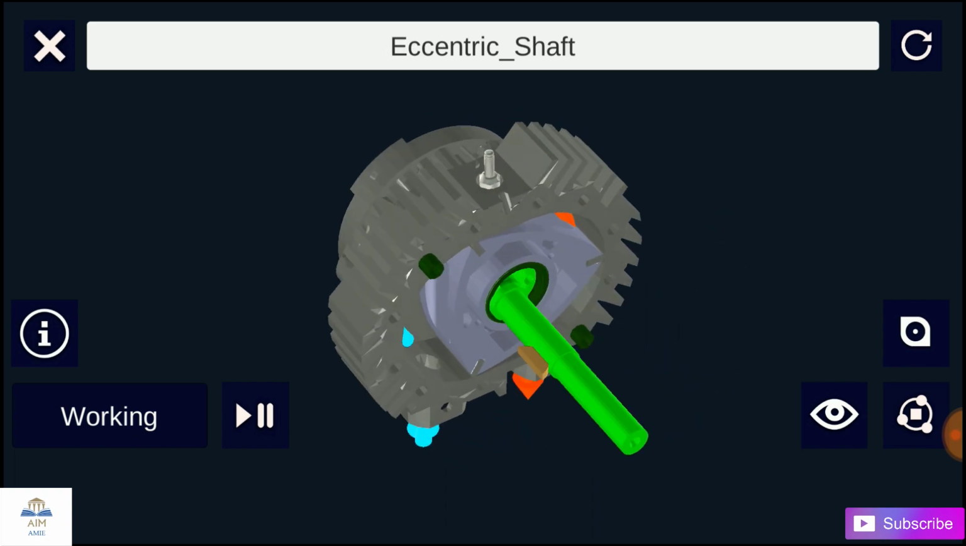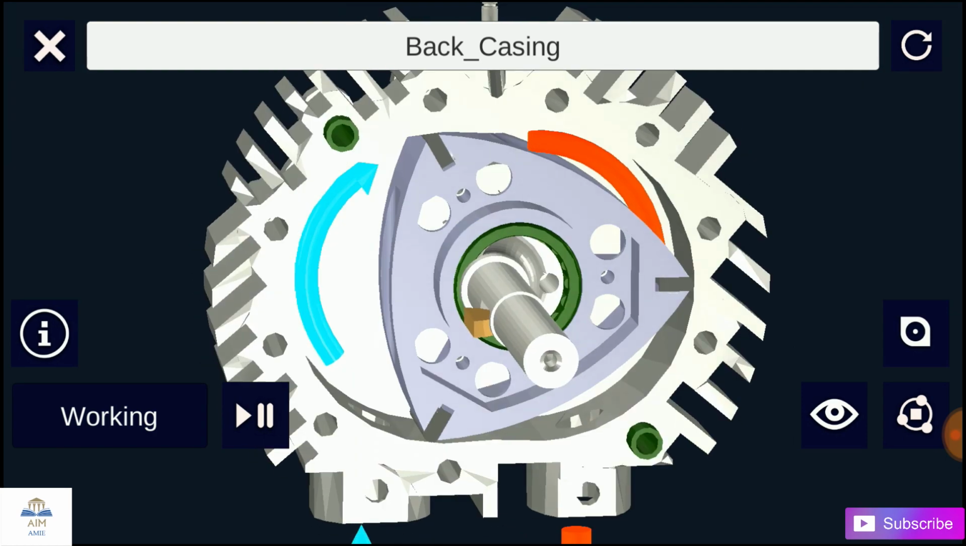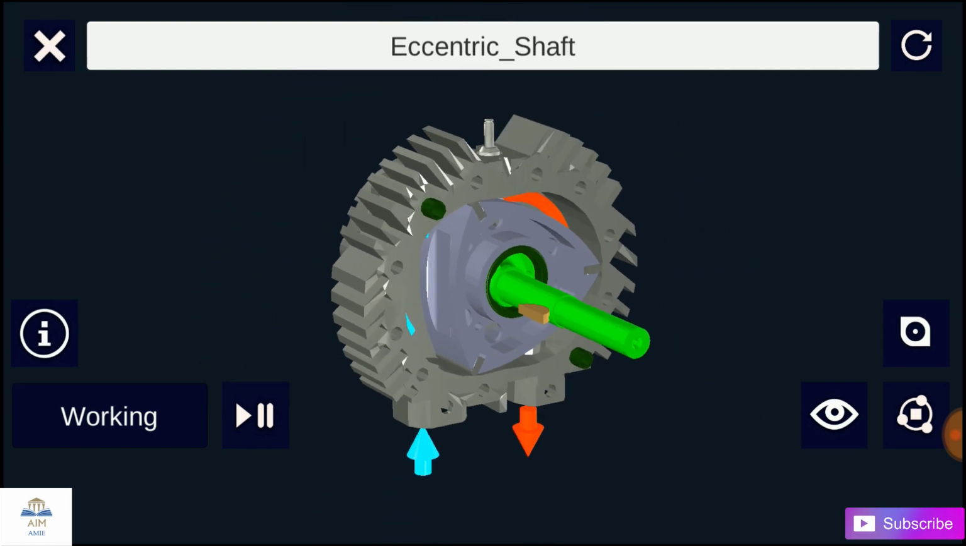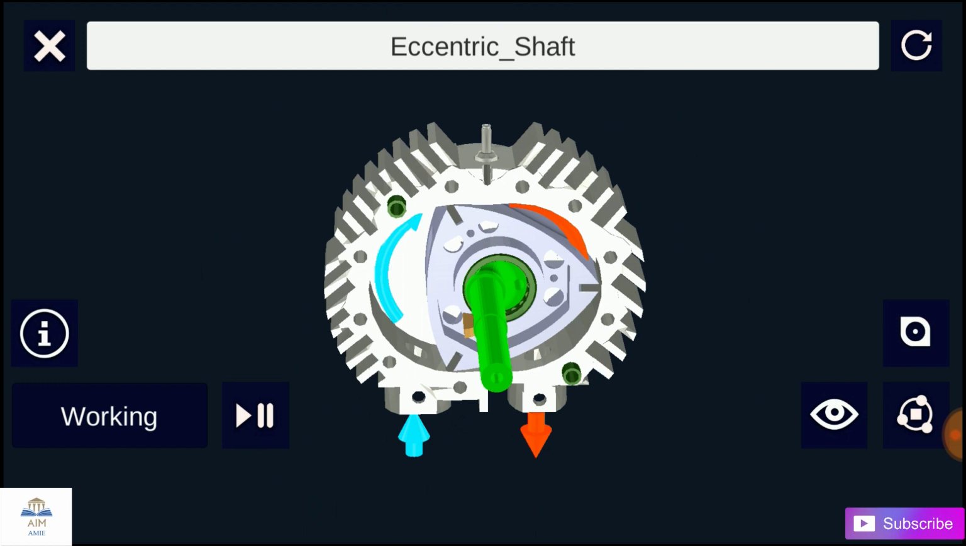Next is the eccentric shaft. The eccentric shaft, which is also known as the output shaft, is used to convert the eccentric motion of the rotor into concentric motion and carry it out from the engine.